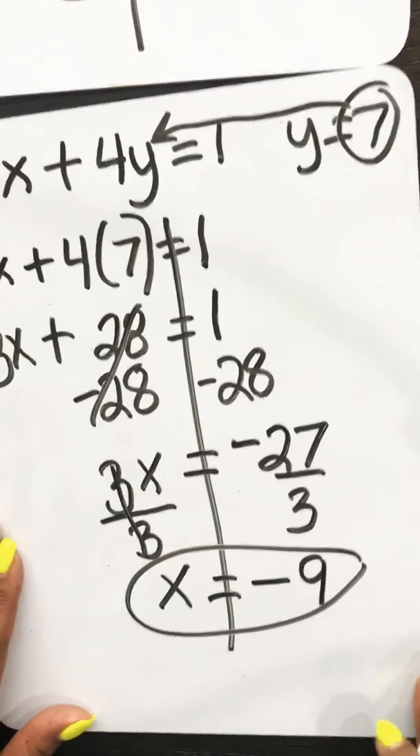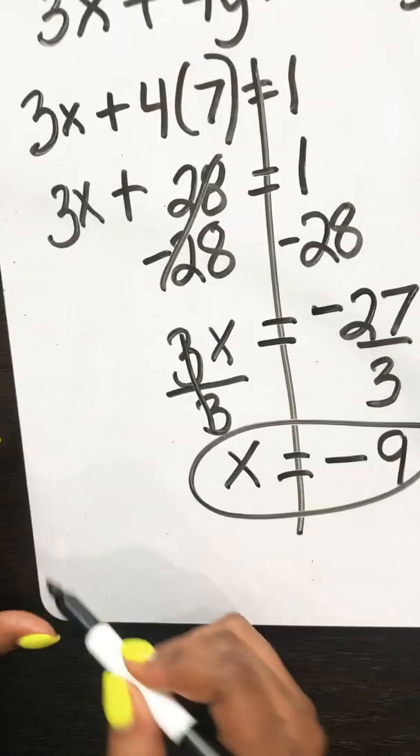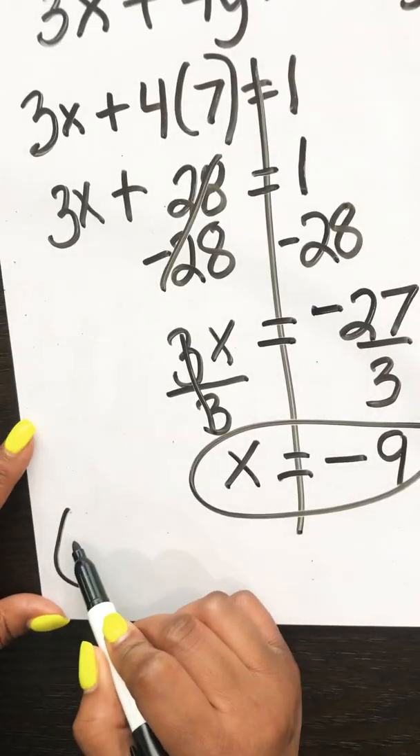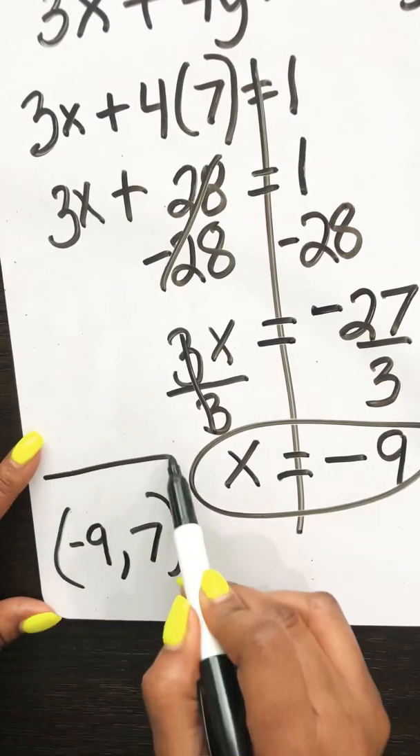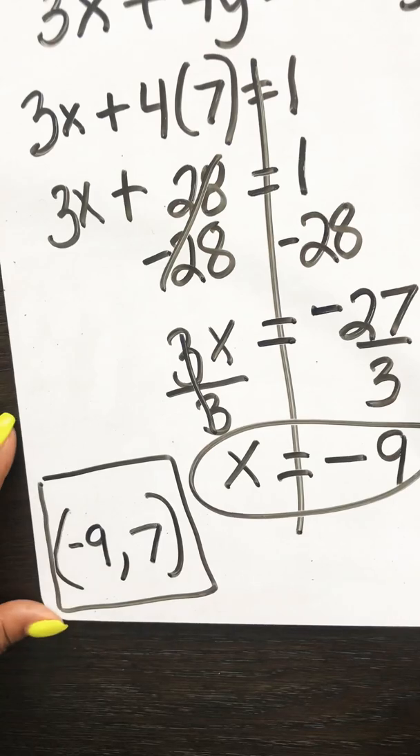And so now I have found my x and my y, and then lastly I would want to write my solutions as negative 9 and 7. And that is my final answer.